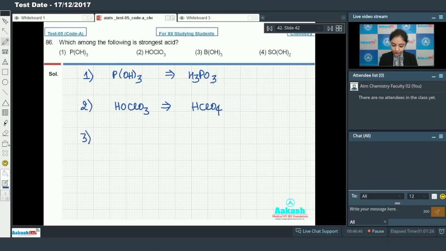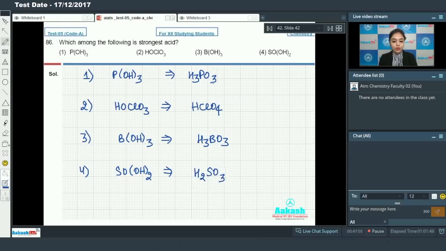Fine. Now we have BOH3, that is the hydroboric acid, so that is H3BO3. Now you have SOOH2, so it is H2SO3. So among the following four acids, HClO4 is the strongest acid. Why is it the strongest acid? Because its conjugate base is highly stabilized due to the more number of resonating structures. So option number 2 will be the correct answer.